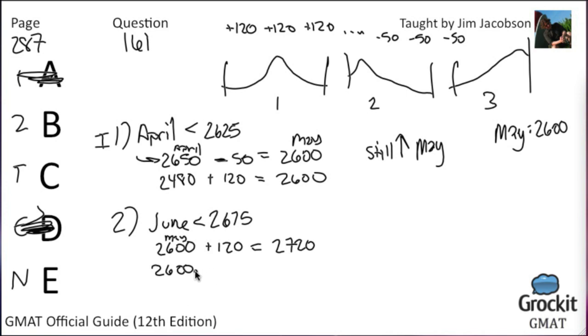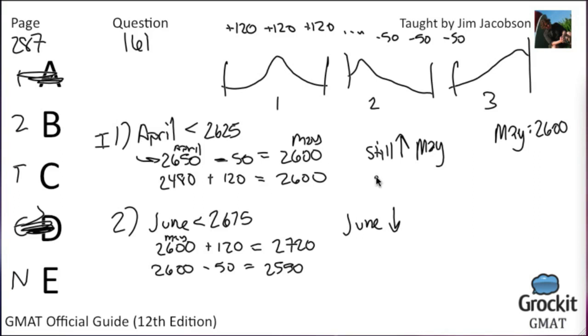Whereas if he went down from May, minus 50, his June balance would be 2550, which is less than 2675. So clearly he is making withdrawals in June. But since we're looking at statement two on its own only, we don't know when he started making withdrawals, when he stopped making deposits and started making withdrawals. Basically, the same problem that we had with statement one. We don't know whether he started making withdrawals very early, or whether it's just in June.